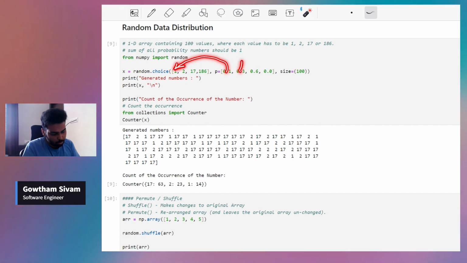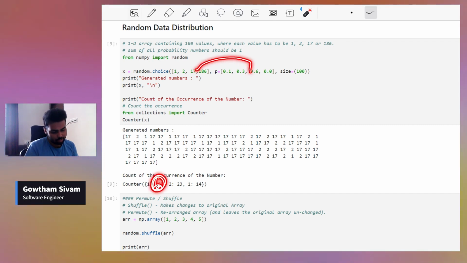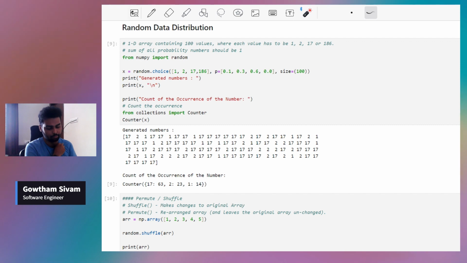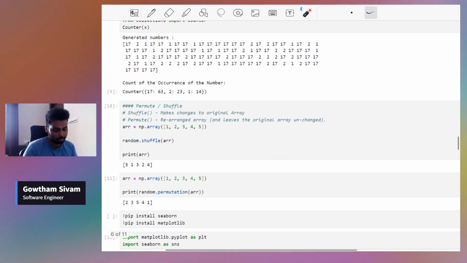To explain: 0.1 maps to 1, 0.3 maps to 2, 0.6 maps to 17. So if you see the number 17, it occurs most of the time as it has the highest weightage. The second most frequent number is 2, which occurs 23 times. Next is 14. But if you see, the number 186 is totally missed because it has been assigned 0. This is what random data distribution is.